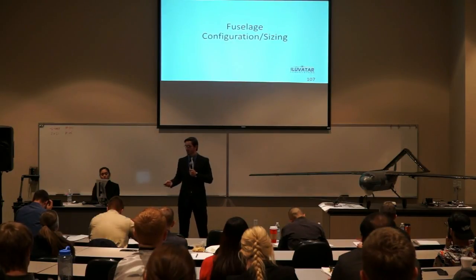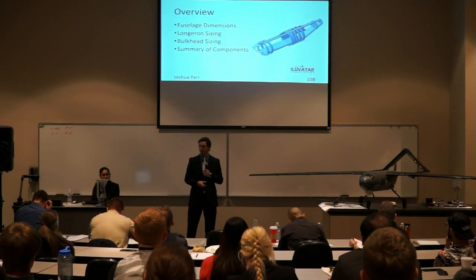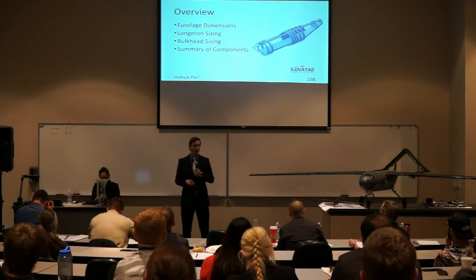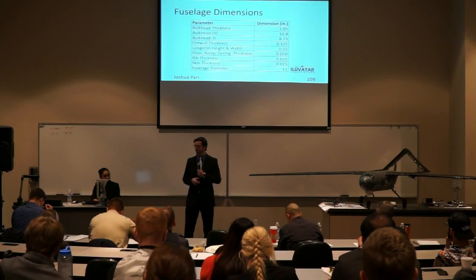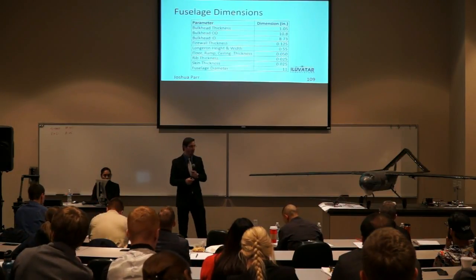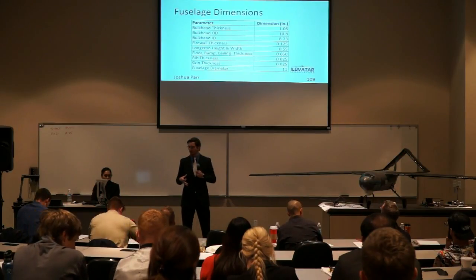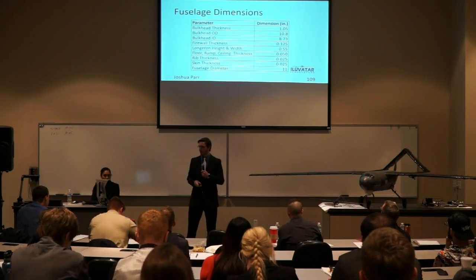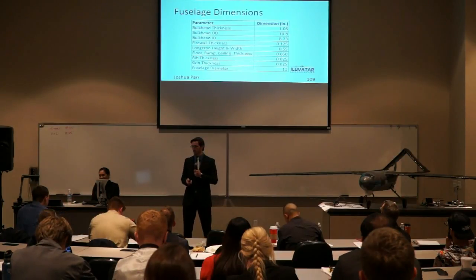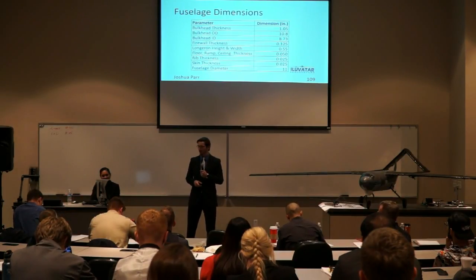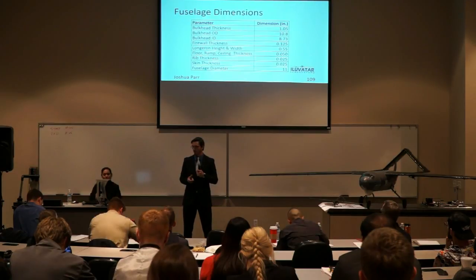Moving on to fuselage configuration and sizing, I'm going to cover the fuselage dimensions, the longeron sizing, bulkhead sizing, and then a summary of the components. So the bulkhead thickness is 1.05. We have a bulkhead outer diameter of 11 inches, or 2.8 inches, my bad, and a bulkhead inner diameter of 8.73 inches. We also had a 1/8 inch firewall, and it was plywood.